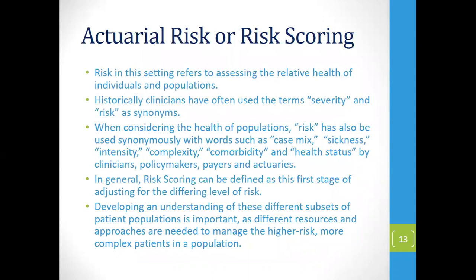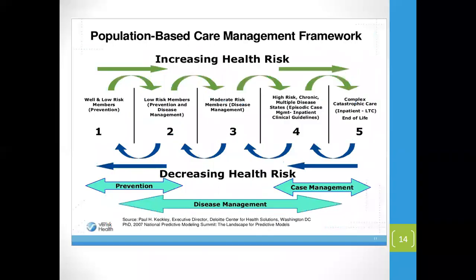So as we as physicians and practices think about caring for the patients that are under our care, we have to think about how do we use our resources and what approaches do we have in place to manage and help those folks that have more complex conditions and healthcare needs to stay healthy and do a better job with that from the practice side of things. So that's where the risk scoring or actuarial risk comes into play.